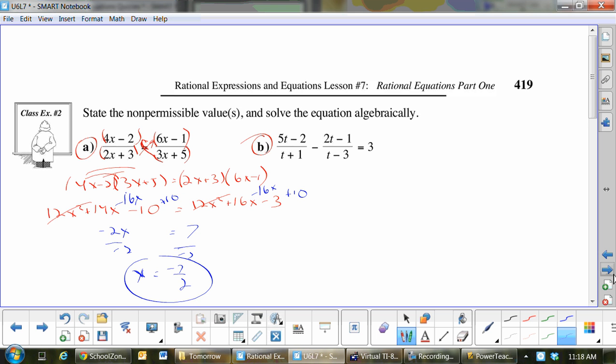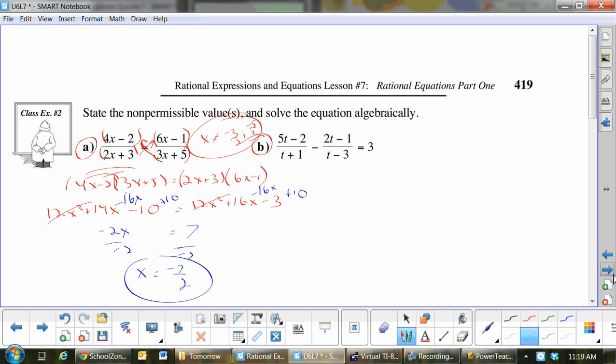Now, we're going to run into this more tomorrow, but you got to make sure that your answer is allowed. And sometimes that happens. You'll see that tomorrow. But what is not allowed? Do I even know what's not allowed? What are my non-permissibles? X cannot equal what? Negative 3 over 2 and negative 5 over 3. Now you're going to be making sure you find the non-permissibles and make sure your answer is not a non-permissible.